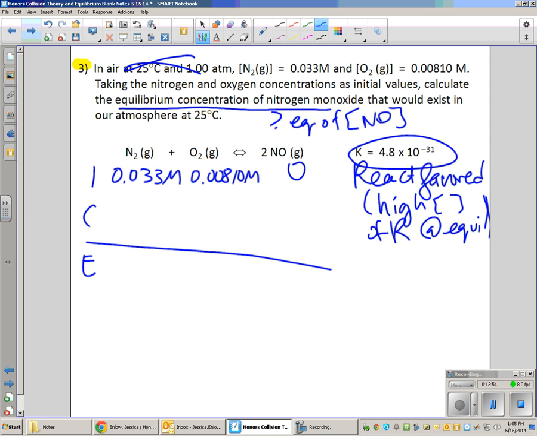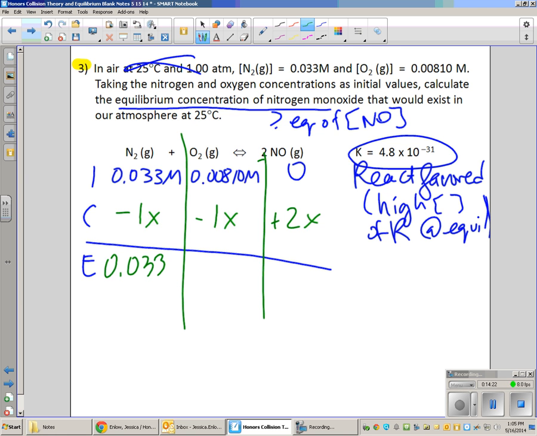And as these things react, these reactants are going to decrease. So they decrease by how much? 1x. I don't know how much exactly, so I have to call it x, or related to x. So minus 1x here. And also, since that's also a coefficient of 1, I'm also minus 1x here. But as these react, I'm gaining product, so plus 2x because of the 2 coefficient in front of that product. All right, so then at equilibrium, I have 0.033 minus x. This one's 0.00810 minus x, and this is 2x. All right, this is who I care about right now.